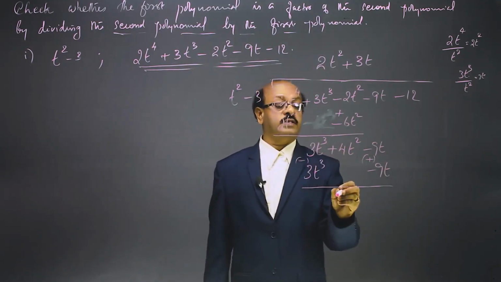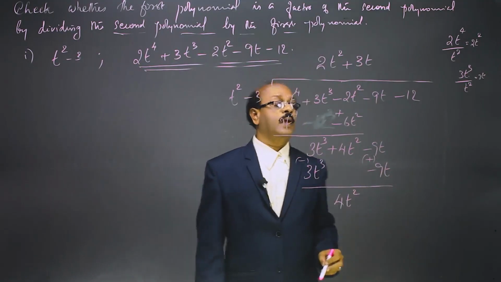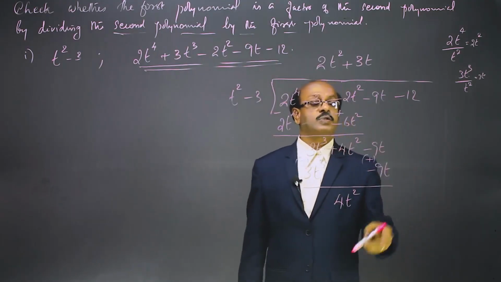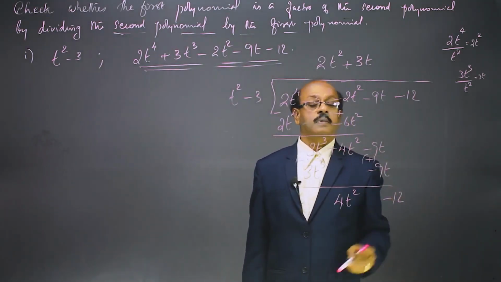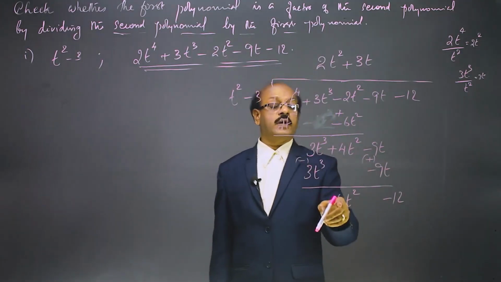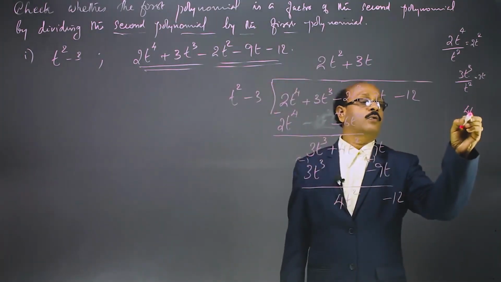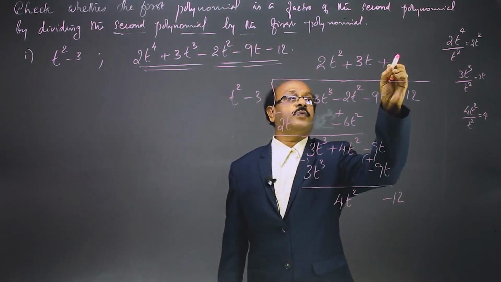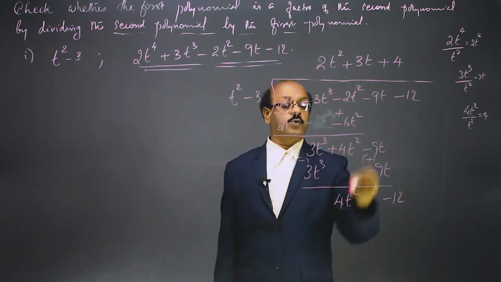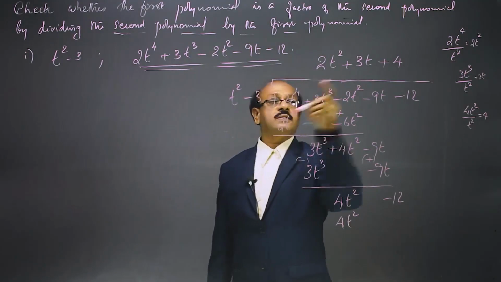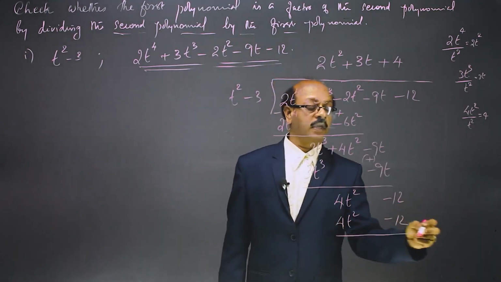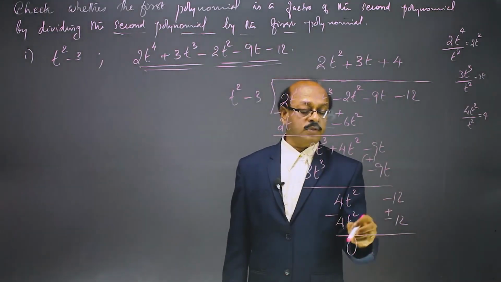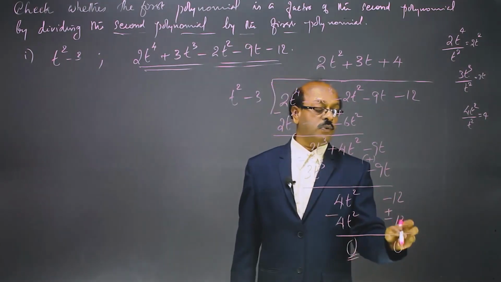Bringing 4t square below. Minus 9t plus 9t is also 0. Now bring minus 12 here. Again, we have to divide 4t square by t square, which will give you 4. The third term of the quotient is 4. Again multiplying t square into 4, which is equal to 4t square, and minus 3 into plus 4 is equal to minus 12. Again subtracting, change the sign. 4t square minus 4t square will give you 0. Minus 12 plus 12 also will give you 0.